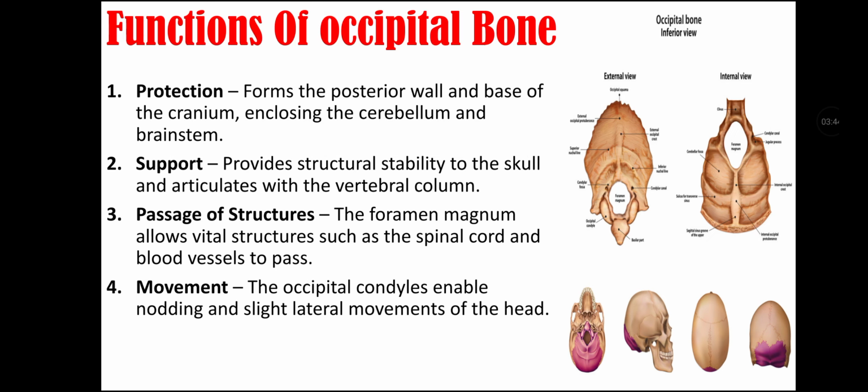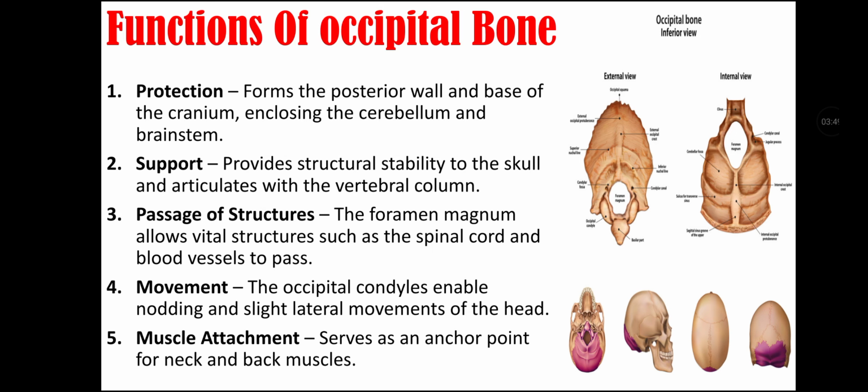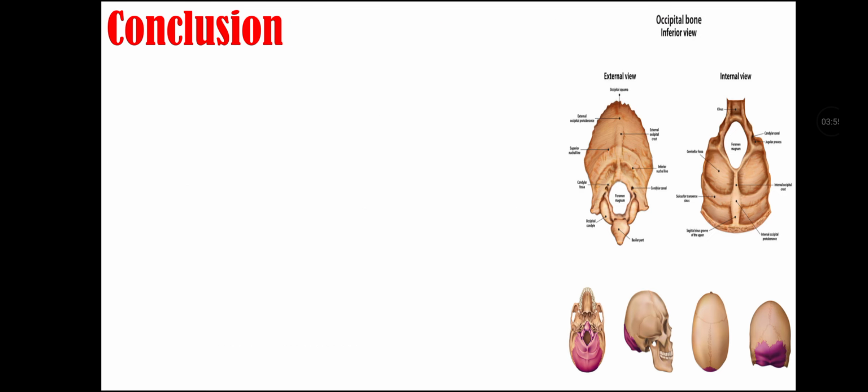Fourth function is movement. The occipital condyles enable nodding and slight lateral movement of the head. Fifth function is muscle attachment. It serves as an anchor point for neck and back muscles.